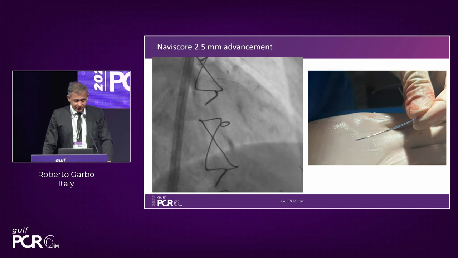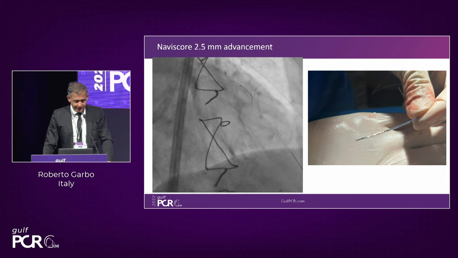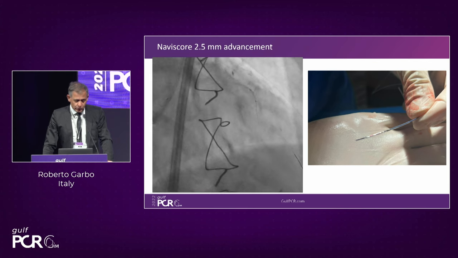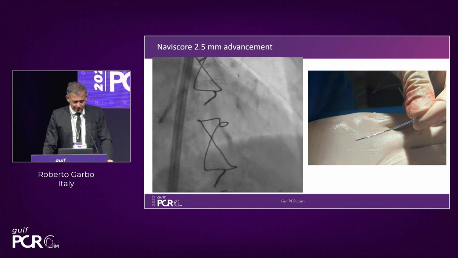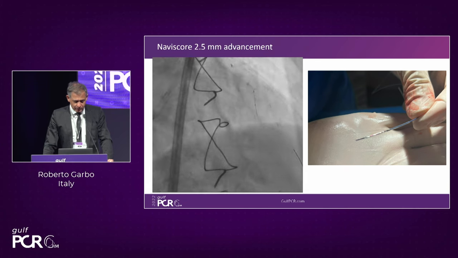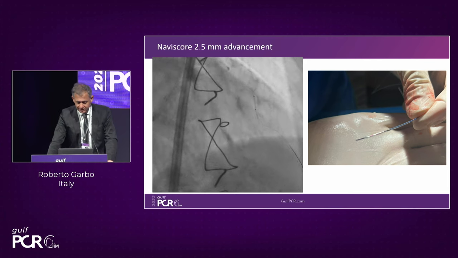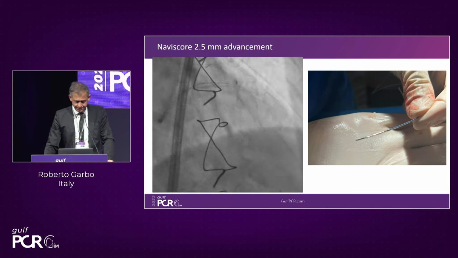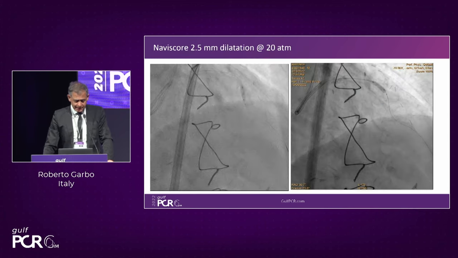So this is the advancement of the Naviscore 2.5 after balloon dilatation. I needed to push a lot, but I was able to cross. You can see here again. Now I need to push the balloon, and then I'm able to cross, and this is the picture of the balloon. Then dilatation at 20, 24 atmospheres with very good opening of the lesion.